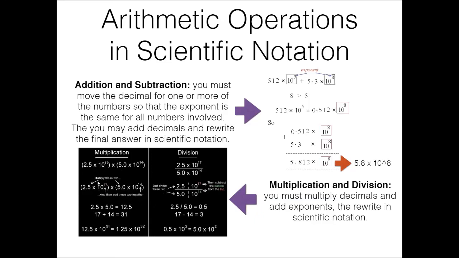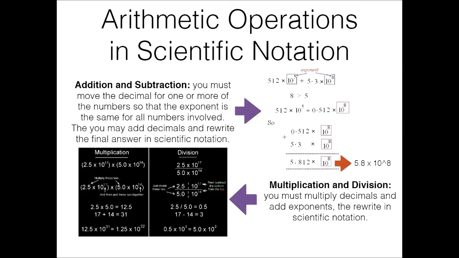For multiplication, it would look something like this. We have 2.5 times 10 to the 17 times 5 times 10 to the 14. You will multiply the two decimals together. 2.5 times 5.0 is 12.5. The two exponents you have, you will add together, which would give you 31. 17 plus 14 is 31. So you would write, to start, 12.5 times 10 to the 31.